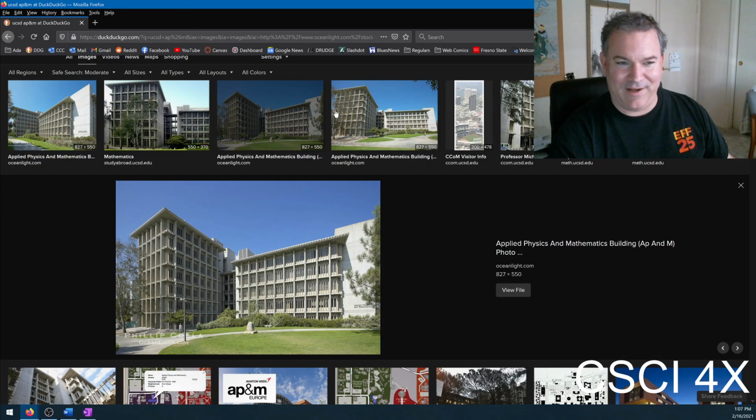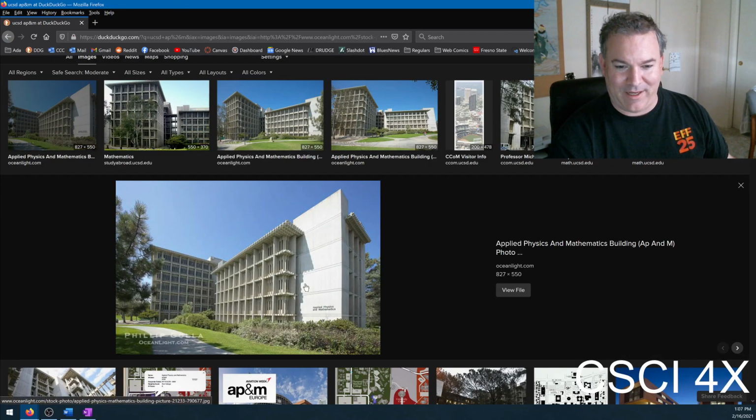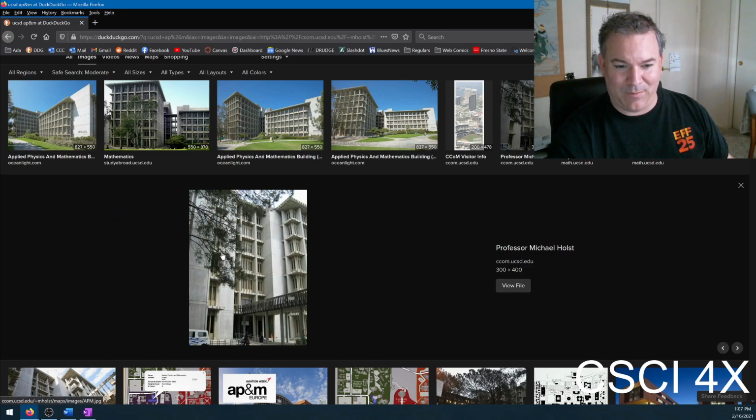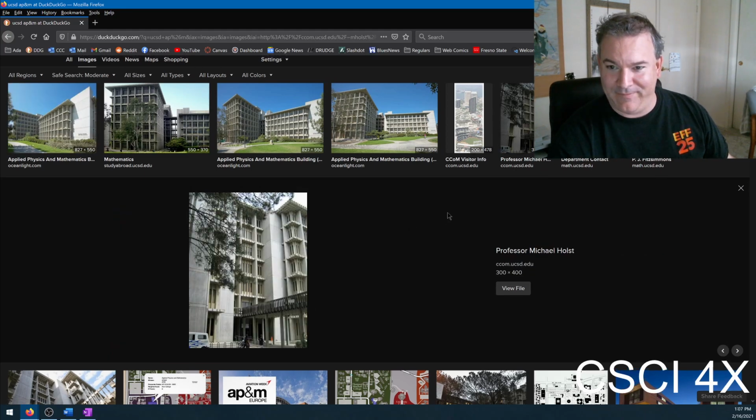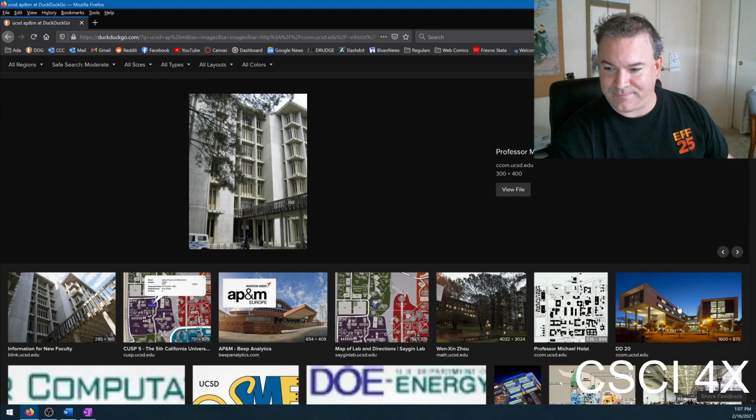It's just all concrete and very gloomy. The applied physics and mathematics building, and computer science was just based out of this building, because I don't know.